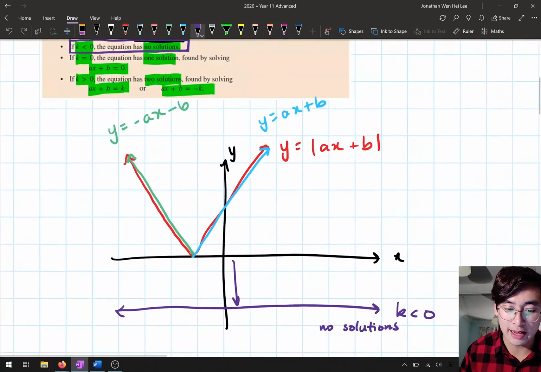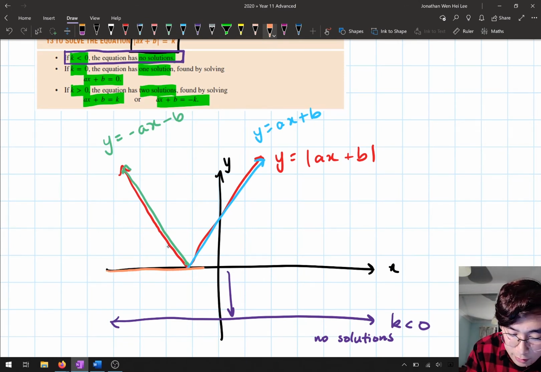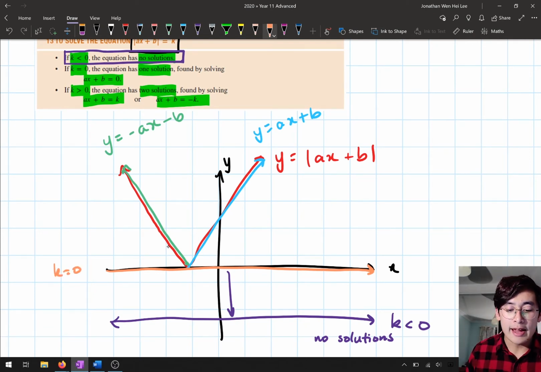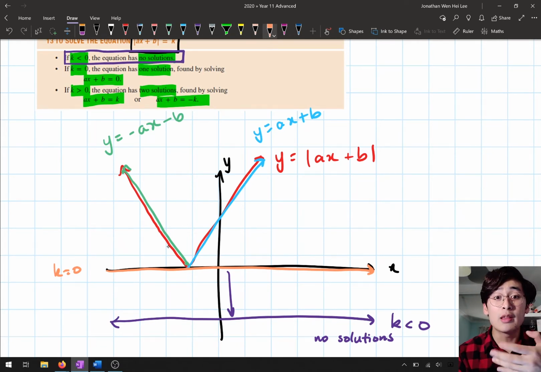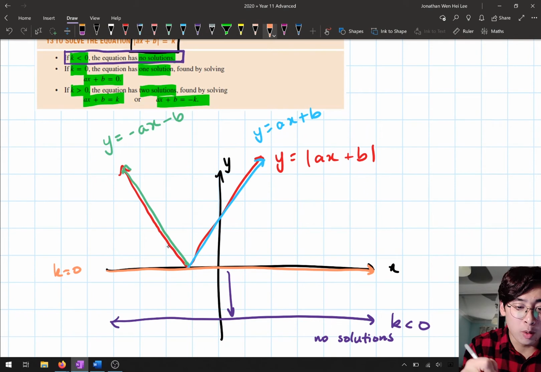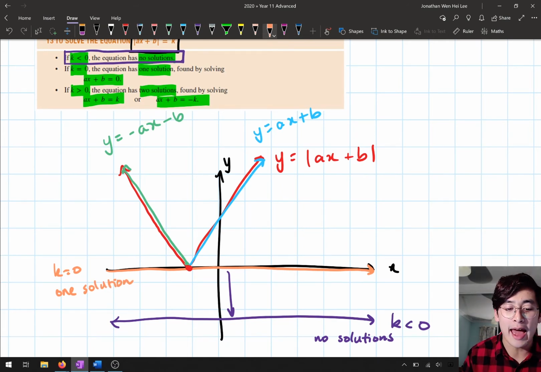Okay, let's look at the next condition. If k is equal to 0, which line represents y equal to 0? The line that represents y equal to 0 is just my x-axis along here. So this is my k equal to 0. Now if you look at this line and my absolute value function, where do these two graphs intersect? Well, there's one point where they touch, right on the vertex. And so we're only going to have one solution. When k equals 0, we have one solution, which is exactly where ax plus b is equal to 0. So that's why we have the second condition.